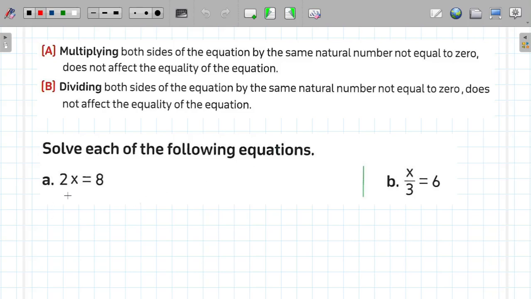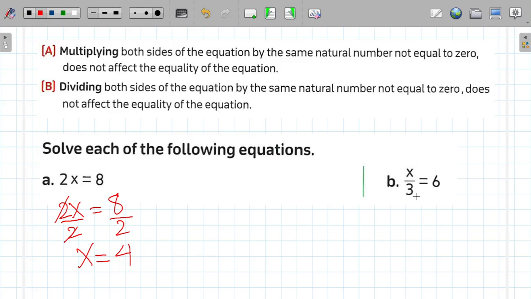Okay, so if I have here 2x equals 8 and I wanted to find the value of x, I will divide both sides by 2 to cancel the 2 that is next to x. So I will divide both sides by 2, so 2 divided by 2 equals 1, so x will be equal to just 4. So 4 is a solution for this equation.